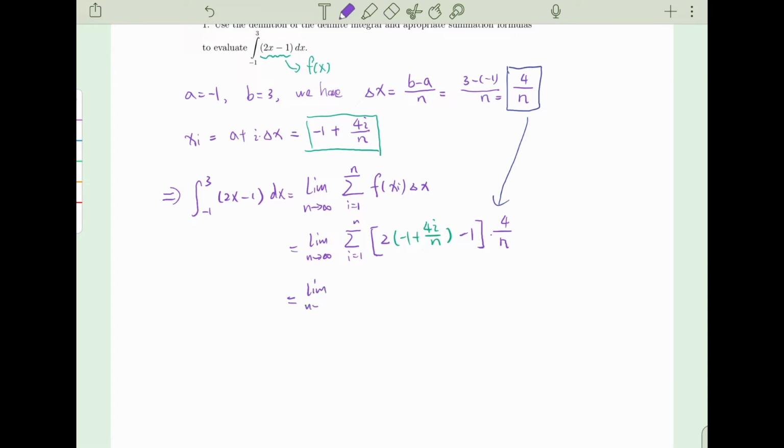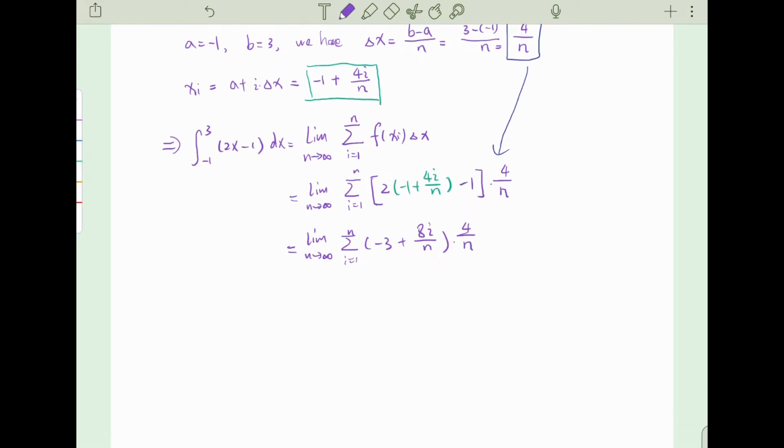Now the rest of the work is just to simplify this. So simplify this, I have that this is -2, right? -2 minus 1, that's gonna be -3, right? So -3 here, plus this 8i divided by n. If we open the bracket and multiply that out together, multiply with 4 over n. Okay, so that is the expression.